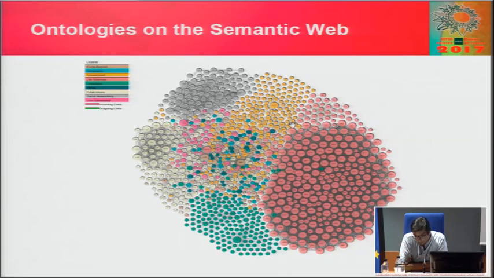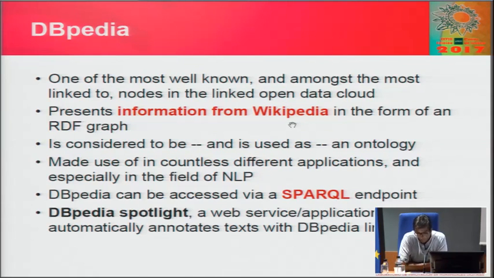And the first resource I'm going to talk about is, I think, one of the more popular of the resources on the cloud, and it's actually one that I've already mentioned. So, DBpedia. DBpedia is probably the most extensive ontological resource available at the moment on the linked open data cloud, as well as being one of the most well-known and amongst the most linked-to nodes in the open data cloud. And as the name suggests, it's really an attempt at converting information from Wikipedia. So it's actually an RDF version of Wikipedia.